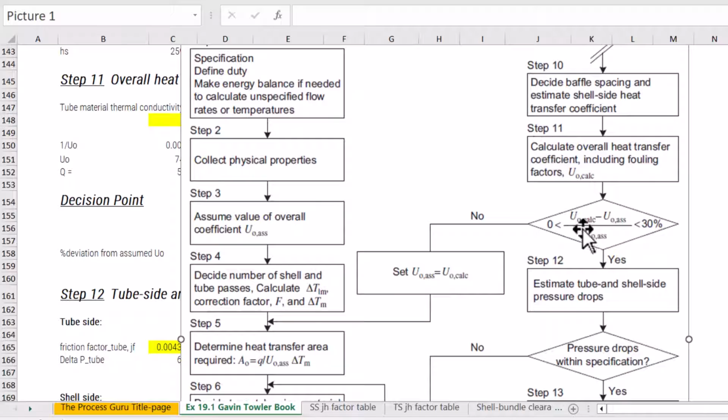And this step actually comes with a decision point. By the end of this step, we need to check how much deviation we have between the calculated value and the assumed value. This deviation should be in the range of 0 to 30%. If this deviation is too high, then we have to revisit our assumed value. The assumed value has to be reassigned to this calculated number. We have to again insert the revised number of area, revise our geometry, and do all the calculations up to step number 11 and check this decision point again. But if it is yes, then we can move ahead.